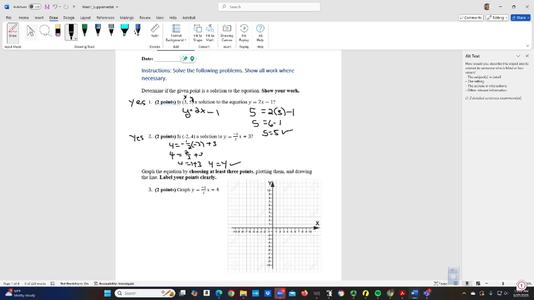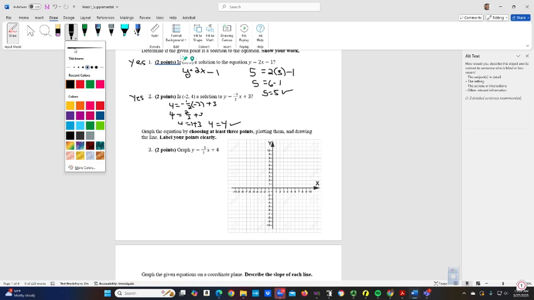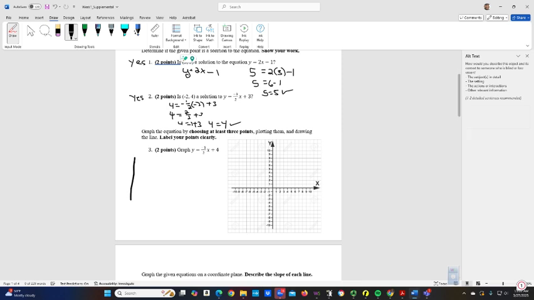All right, so this third question says, graph the equation by choosing at least 3 points, plotting them, and drawing a line. Label your points clearly. So when we're looking at this, we'll start off with a table, X and Y. I'm always going to find the y-intercept, because anytime I give x the value 0, whatever the b is in the formula, that's going to be my y. So my first point is 0, 4. So 0 tells me not to move left or right. I'm going to go up to 4, and here's my first point.